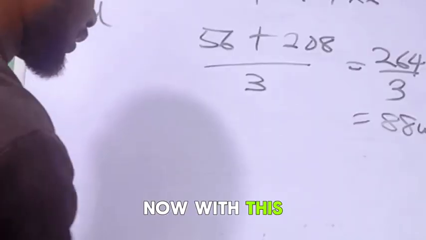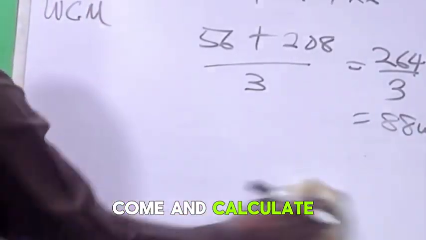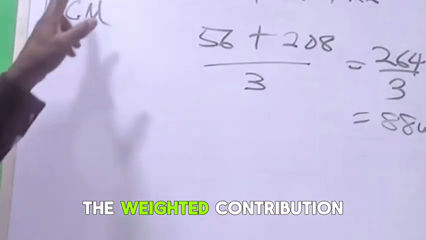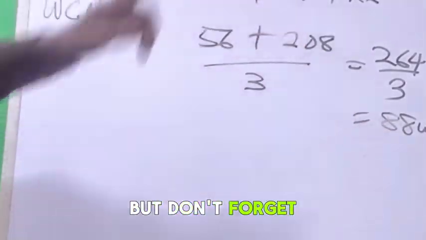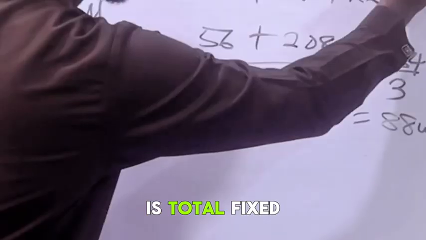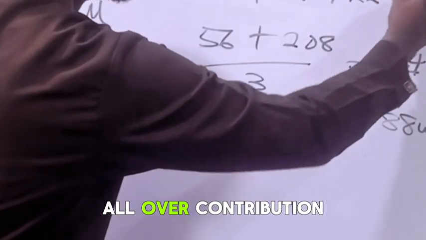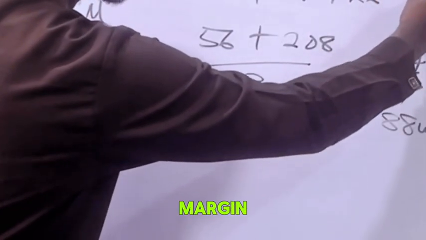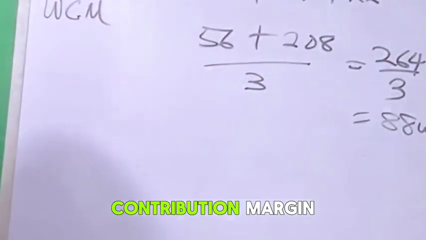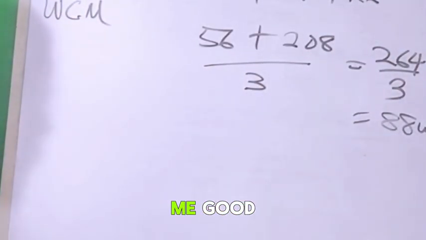Now, with this, we can come and calculate. So this is the weighted contribution margin. But don't forget that our formula is total fixed cost all over the weighted contribution margin. Are you with me? Good.